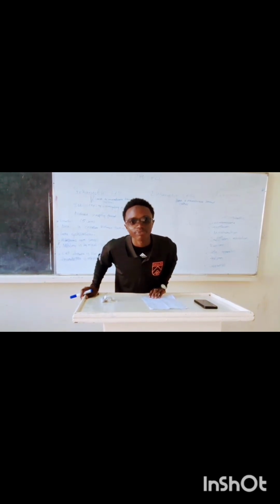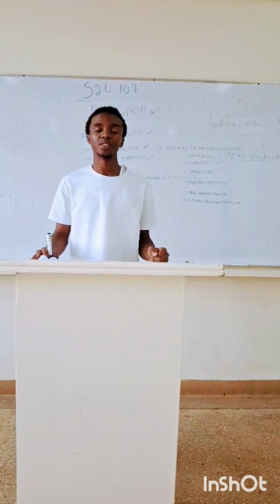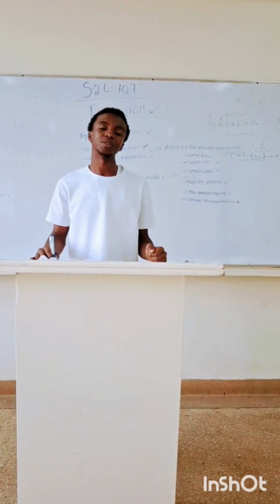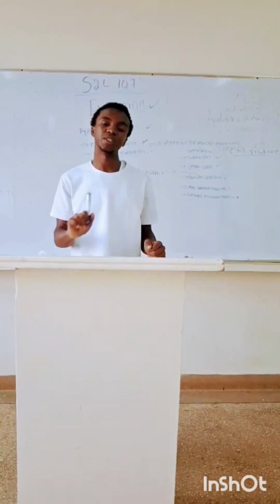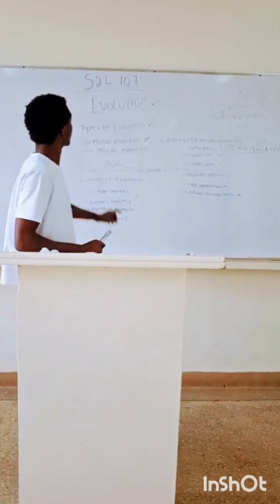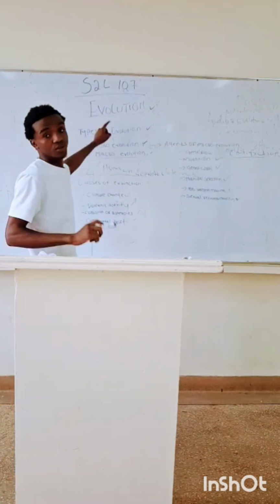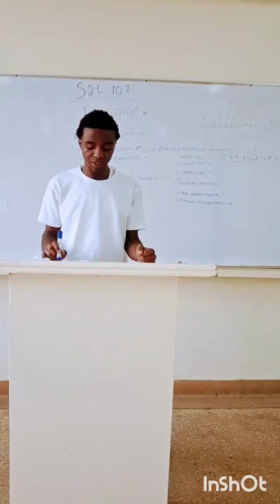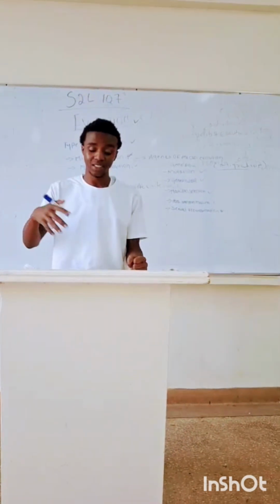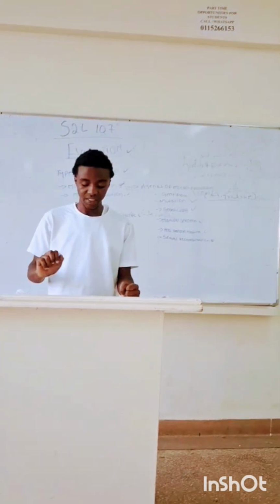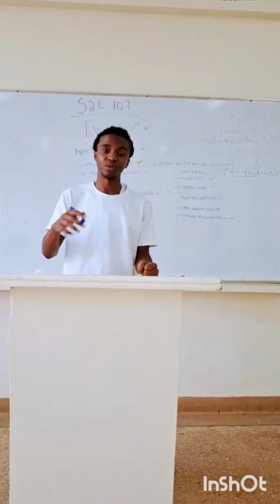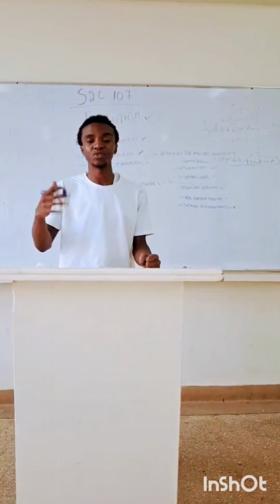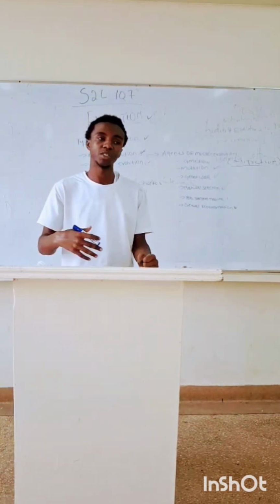Thank you. My name is Derek Karyoki. I'm in group number 34 and I'm taking you through evolution. So, what is evolution? Evolution is the gradual change in the genetic makeup of a population over generations, leading to differences in traits and sometimes the formation of new species.